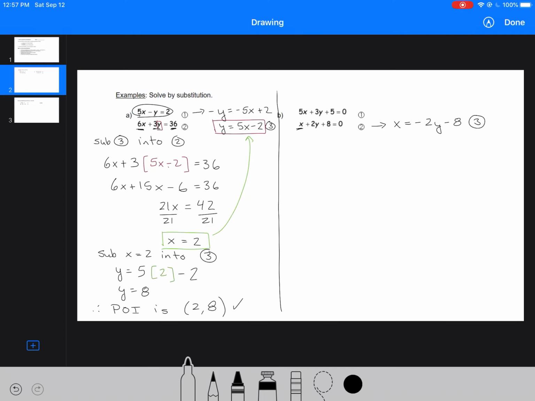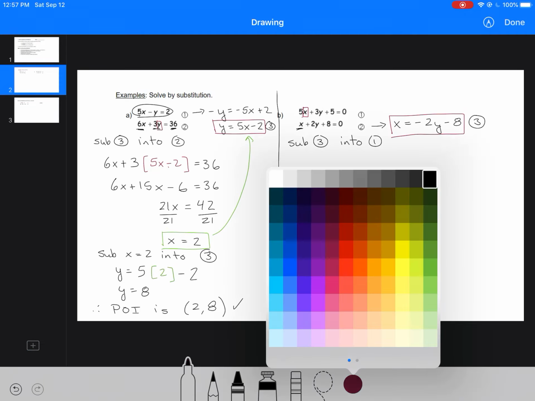Okay, now I'm going to follow the same process I did before. I'm going to sub my relationship that I created back into my other original equation. Try and use the same colors here. This is what I'm substituting right in for x in my first equation.